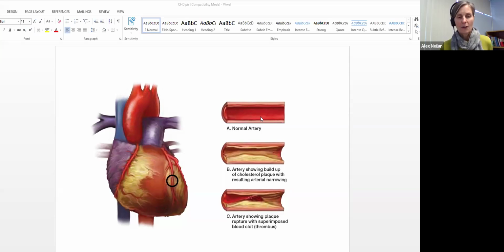And I often liken your arteries to hose pipes, okay? In B here, we've got a buildup of your fatty plaques, all right? And you can see blood flow through here is not going to be as smooth. It's going to be more difficult for the blood to flow through here. And then C basically shows what happens when the plaque ruptures, okay? And this can result in a blockage from a blood clot, and that can result in a heart attack if it's your heart, or a stroke if it's in your head, okay? So that's essentially the process.